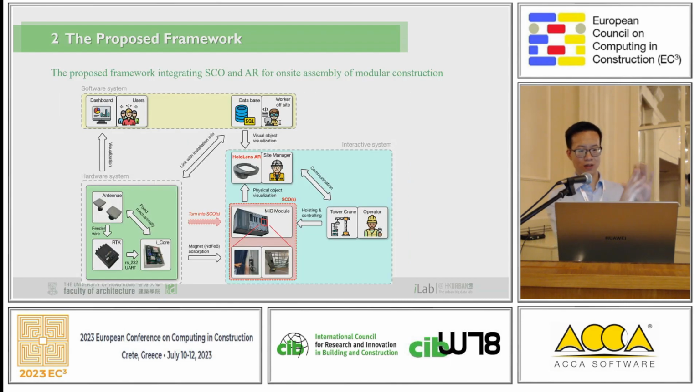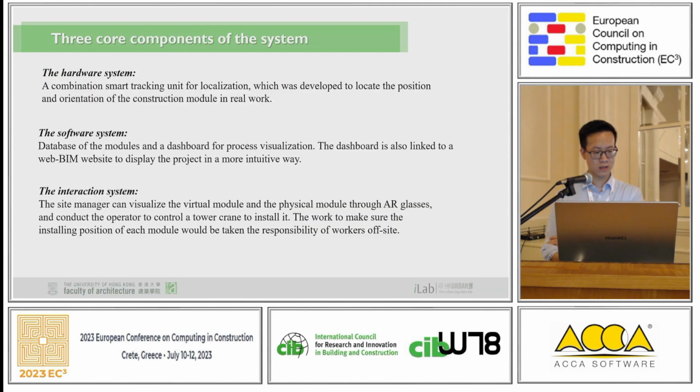Now, based on those two technologies, we developed a framework for the on-site assembly of modular construction. There are three core components of this system. The first is the hardware system. It's a combination of different tracking sensors like the GPS and accelerometers and so on. That's basically the core part of the smart construction object.